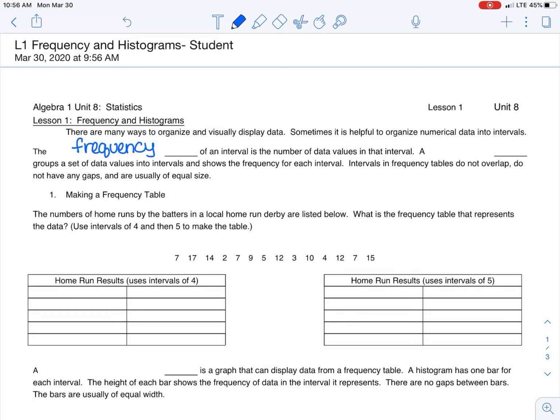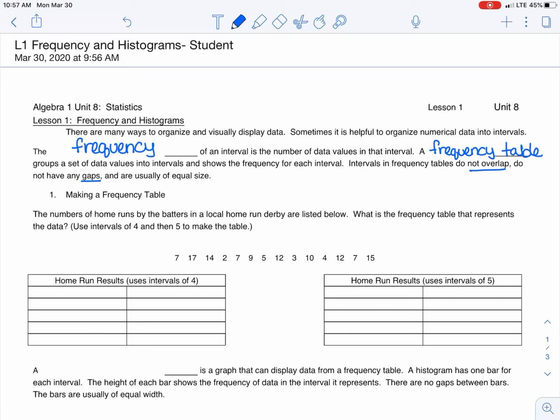So we can use a frequency table to group a set of data values into intervals and show the frequency for each interval. Intervals in a frequency table do not overlap, important information, and do not have any gaps, okay, and are usually of equal size. So for step 1 here, we're going to go ahead and make a frequency table. This will be important later whenever we actually start compiling this data to create a histogram.